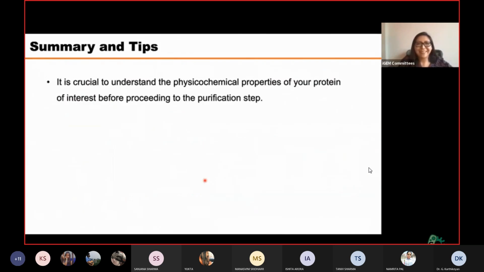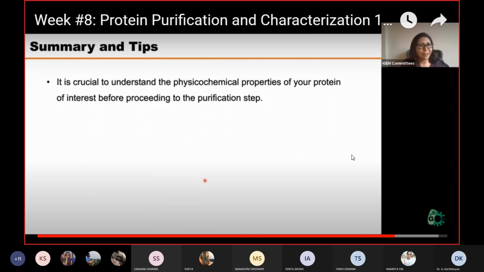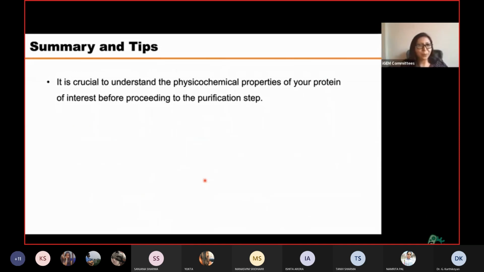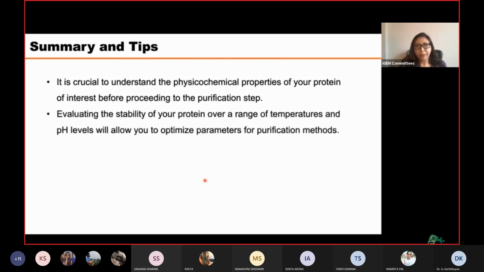Okay, so to summarize this part, I will give you some tips as well. It is crucial to understand the physicochemical properties of your protein of interest before proceeding to the purification steps. Evaluating the stability of your protein over a range of temperatures and pHs will allow you to optimize parameters for purification methods.